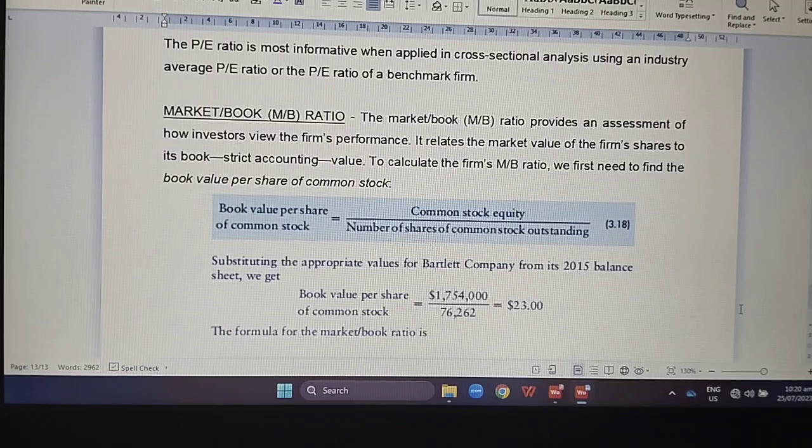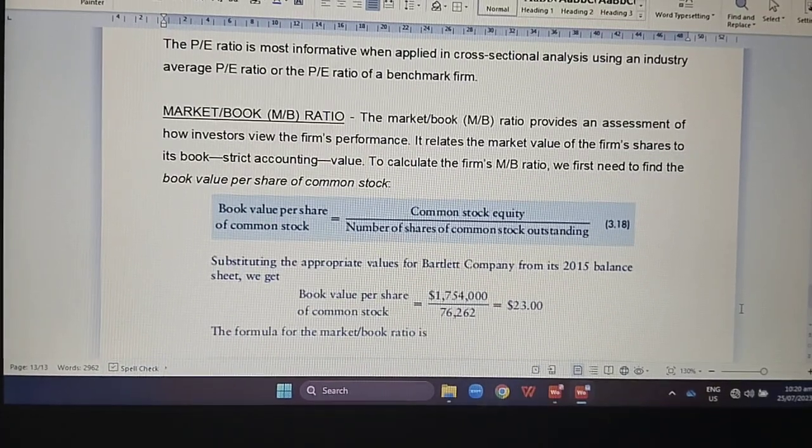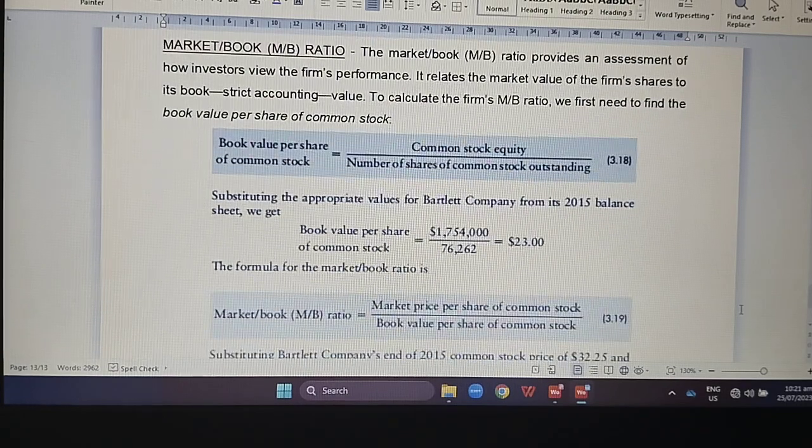Market to book ratio. This one provides an assessment of how investors view the firm's performance. It relates the market value of the firm's share to its book value. Yan. So, dito, it's $23. O, di ba? $23. So, mataas yun. Di ba? $23.